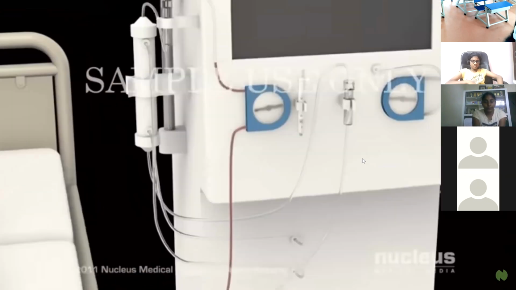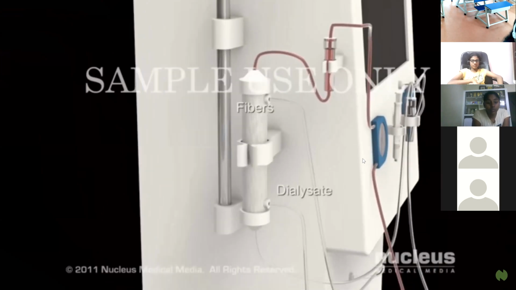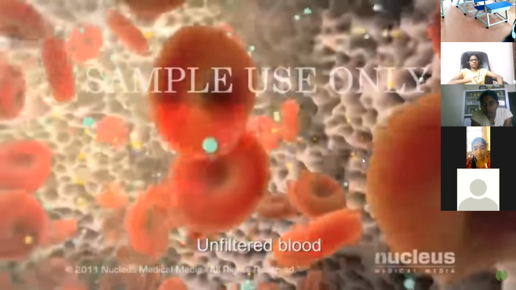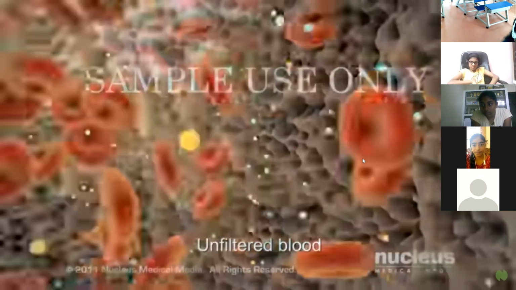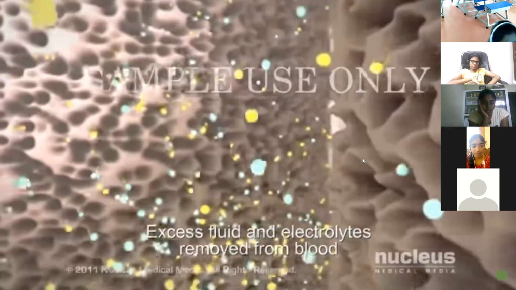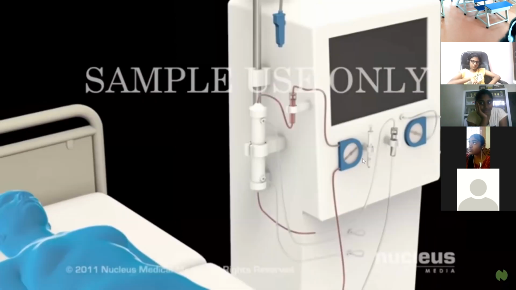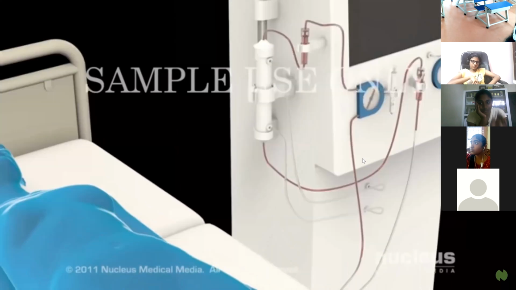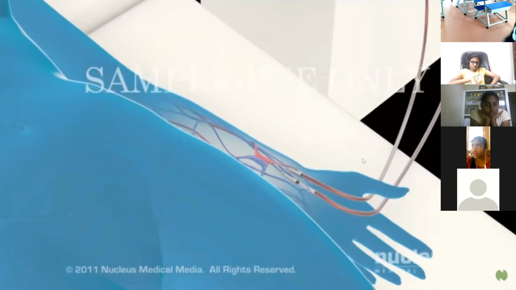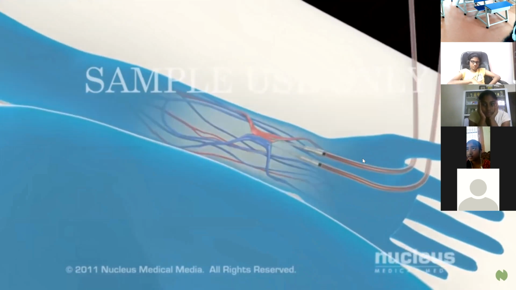Inside the dialyzer, your blood will encounter filtering fibers and an absorbent cleaning solution called dialysate. The fibers will remove waste and excess fluids and electrolytes from your blood. Your cleaned blood will emerge from the dialyzer and continue through the tubing back into your body through the second needle at your access site. When your hemodialysis session is complete, the needles and tubing are removed, and you can go home.